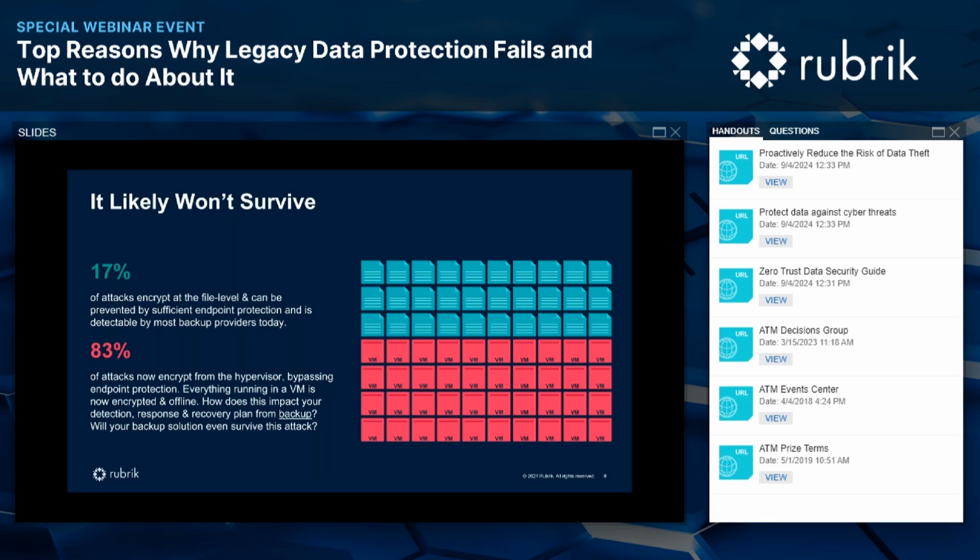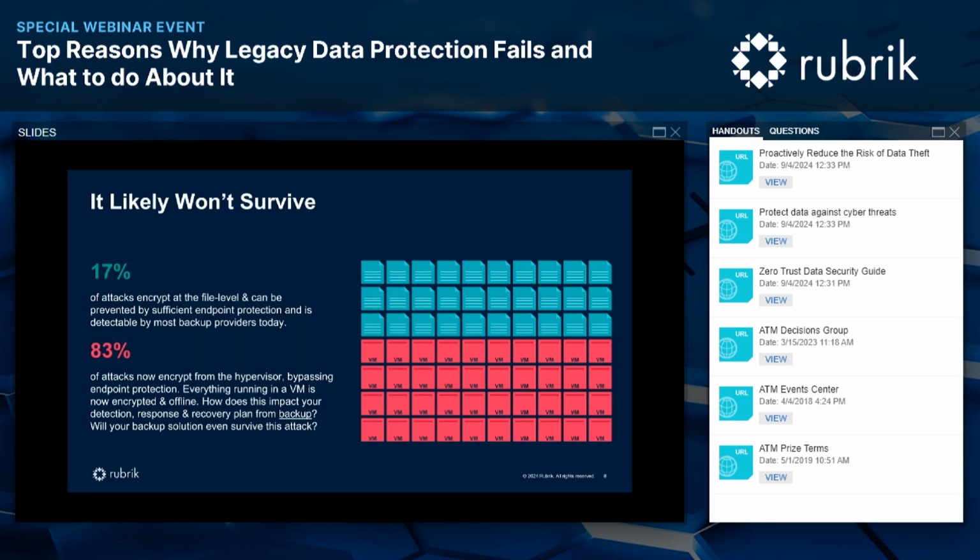And this is a problem with legacy backup in that the solutions weren't created with this in mind. So they're not able to even survive it, to layer on any sort of tooling that they might say they have in helping you detect. Because if you're running in a VM, you yourself won't survive the attack to detect anything.